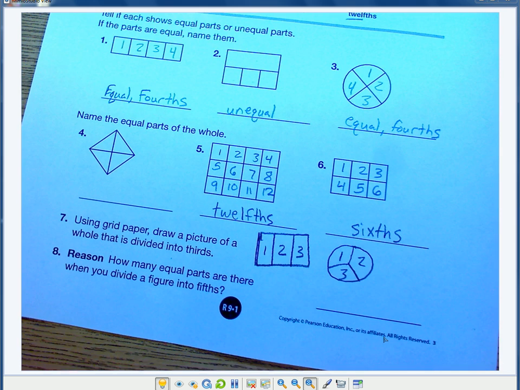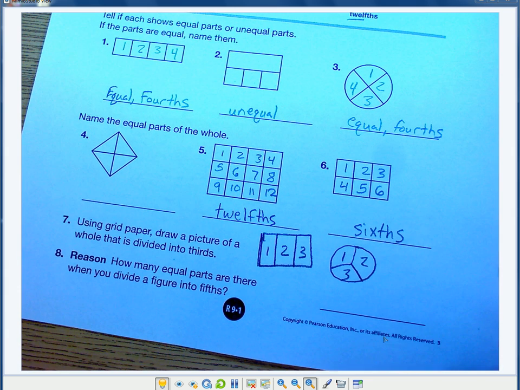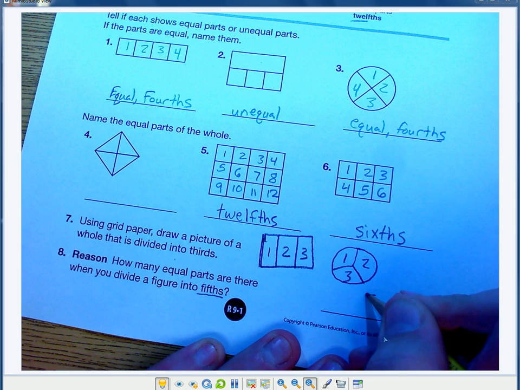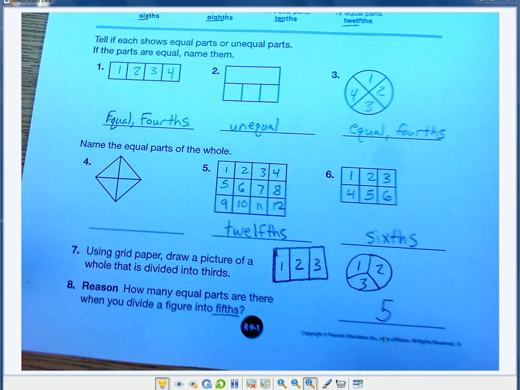Number 8. How many equal parts are there when you divide a figure into fifths? So this question's kind of doing the opposite of 4, 5, and 6. And if it's split into fifths, I know it is 5 equal parts. So pretty simple today, only seeing equal parts in regions.